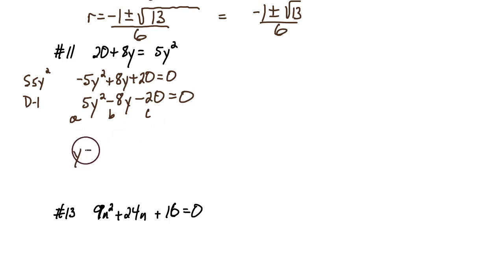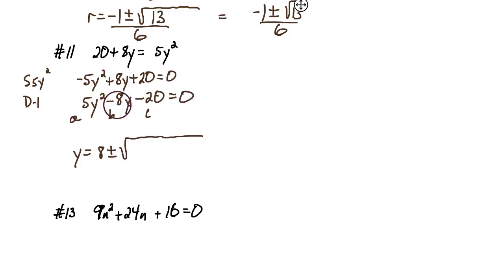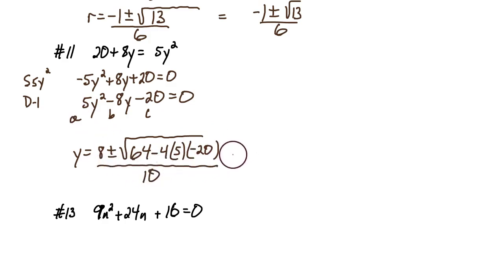So we have y equals negative b. That would be 8. Inside the square root, b squared would be negative 8 squared, which is 64. The letter a is 5, and the letter c is negative 20. And that's all divided by 2 times a, which is 2 times 5, or 10. Now let's keep going on this. We have 8 plus or minus the square root, and let's work inside the square root.